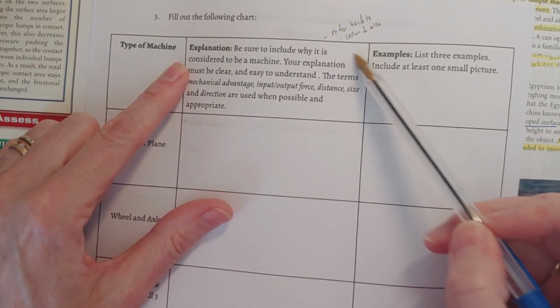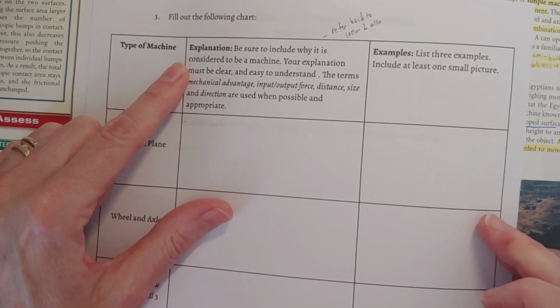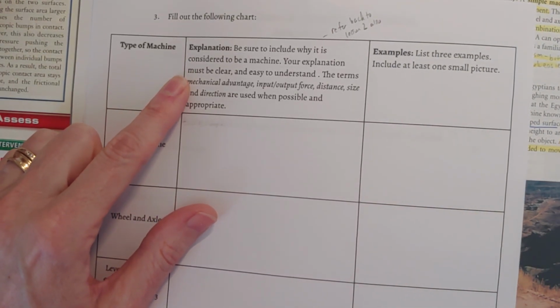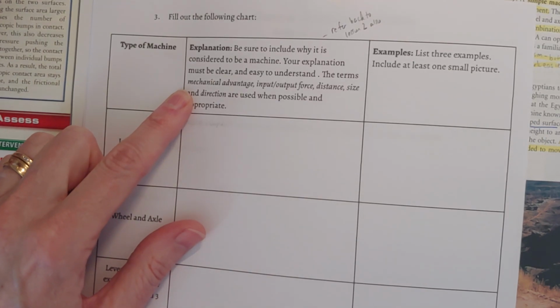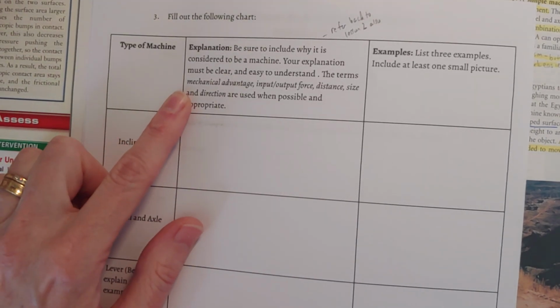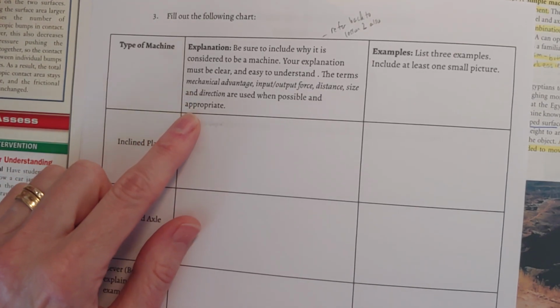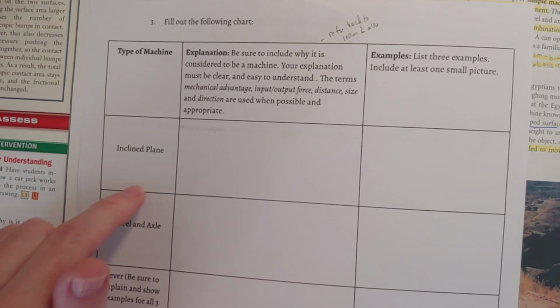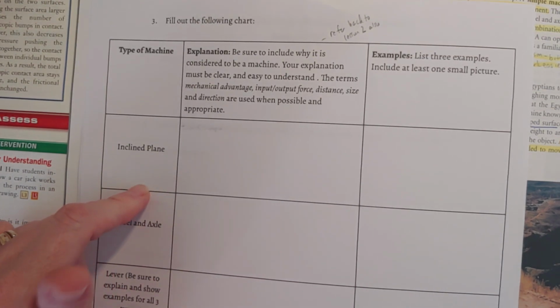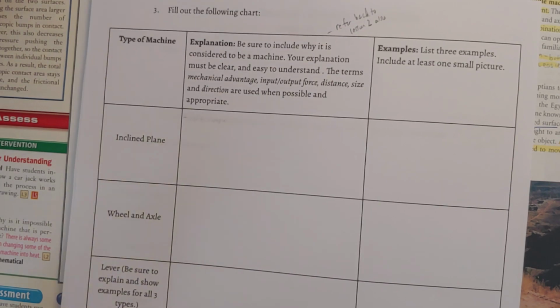I put a little note here, make sure you're looking back at lesson 2. Again, this is going to overlap. Your explanations must be clear, easy to understand. The terms mechanical advantage, input, output force, distance, size, and direction are used when possible and appropriate. And I'm going to do one example with you. We're going to do inclined plane together, so you get an idea of how this chart is going to look.